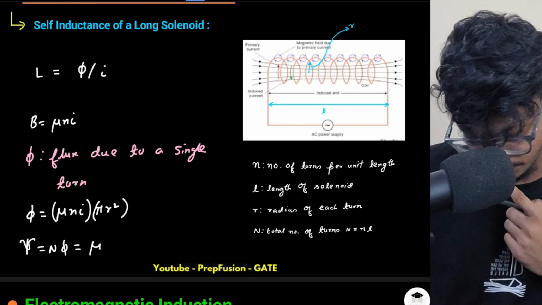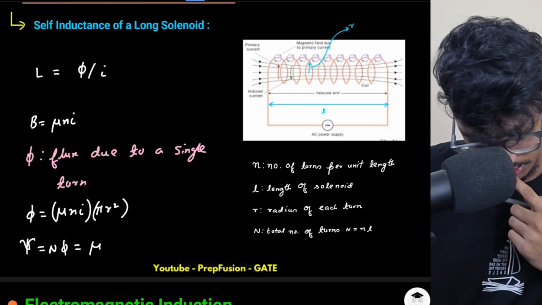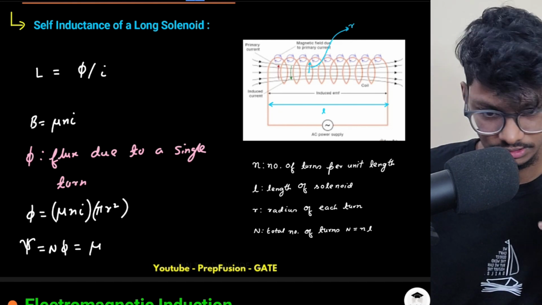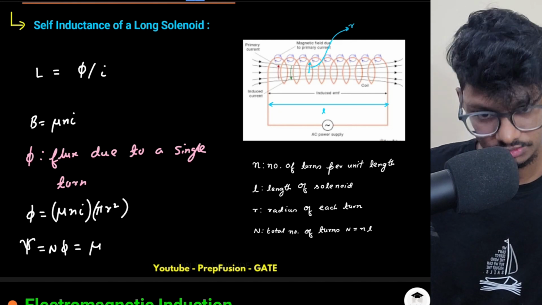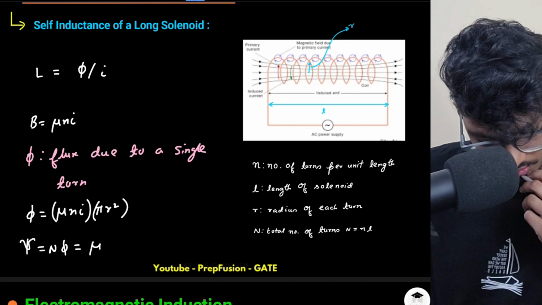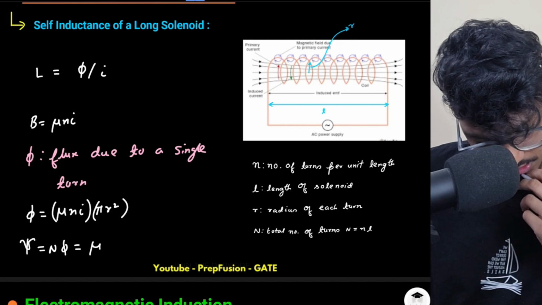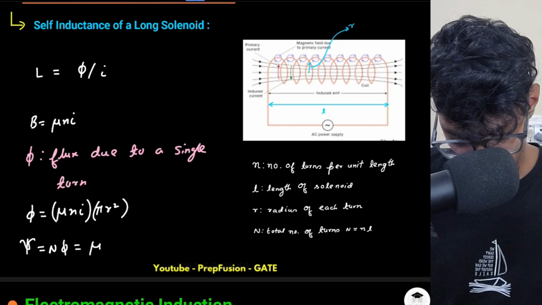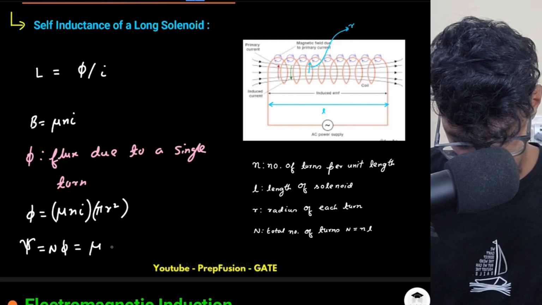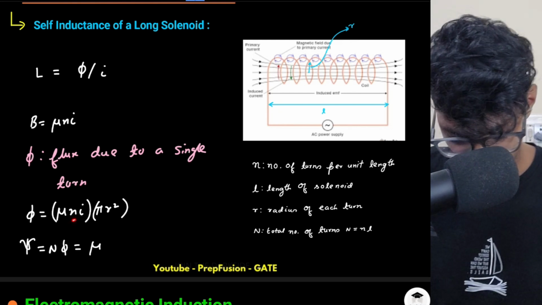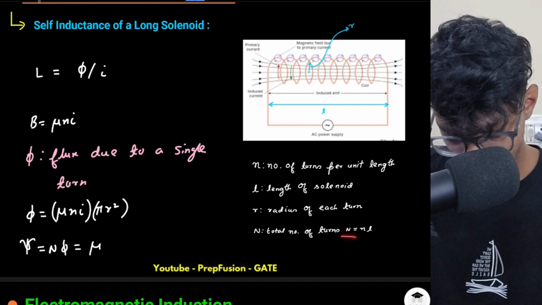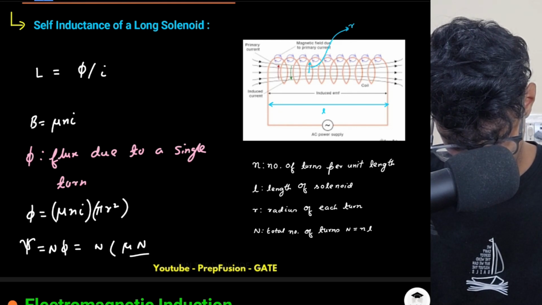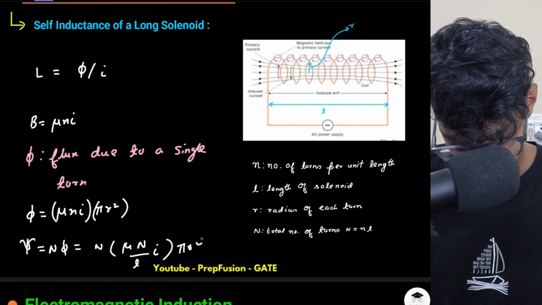Am I missing something here? Am I doing something wrong? Mu n I would be the magnetic field. Yeah, that is correct. If I replace this small n with capital N by L, this will become N times mu N by L I pi r squared.